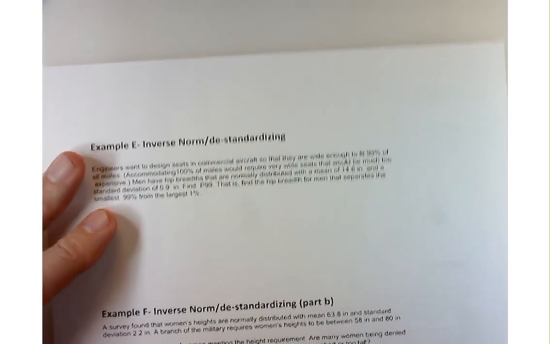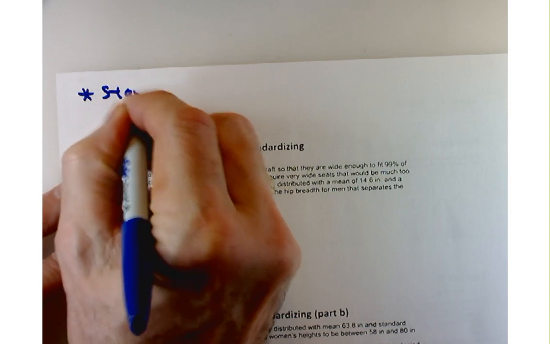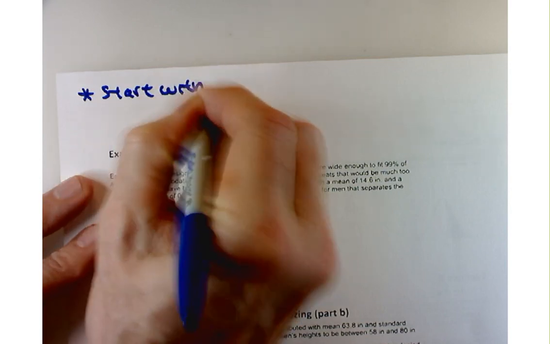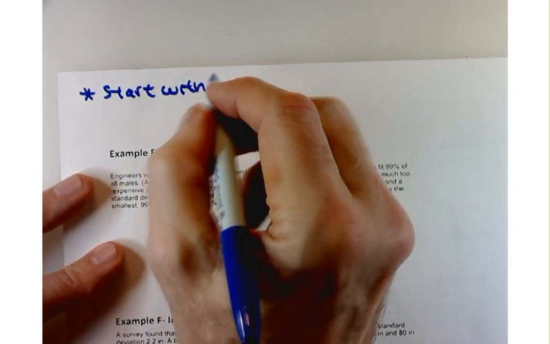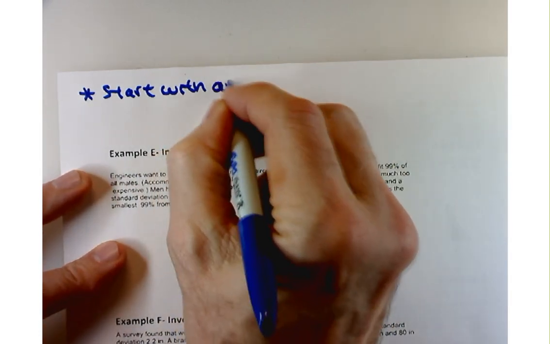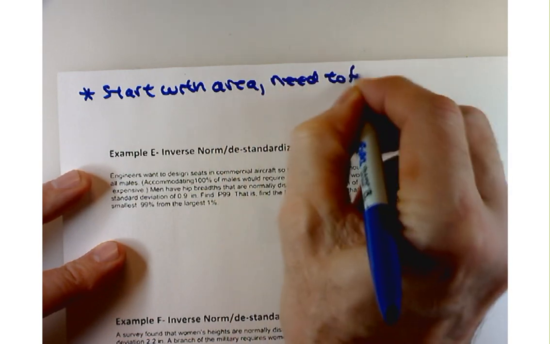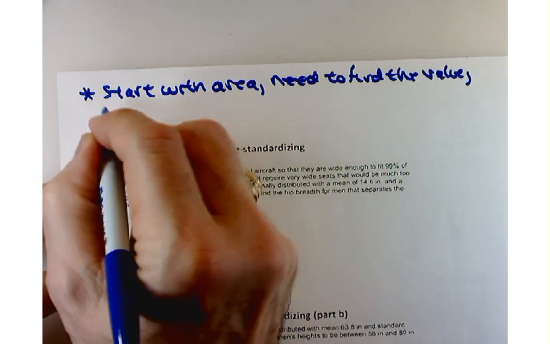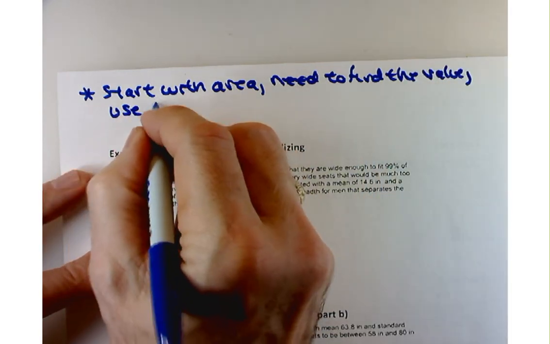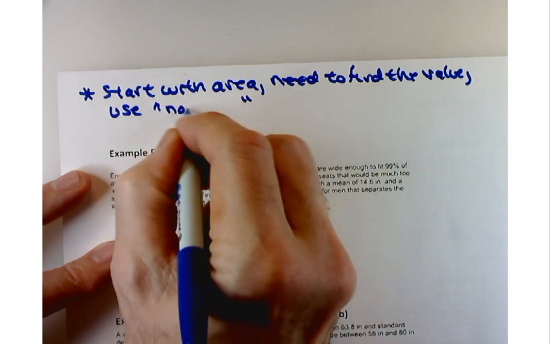Let me do that at the top. So it kind of depends what you're starting with. If you start with the area and you want to find the value, you need to find the value. Use, anyone? Which command? Inverse. Norm inverse.